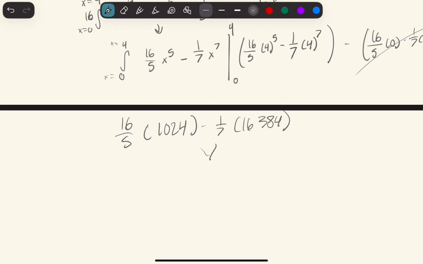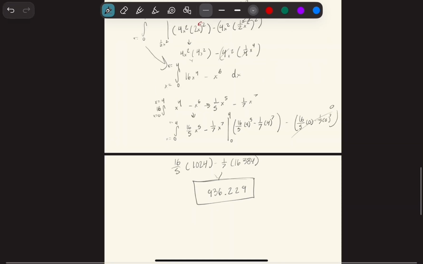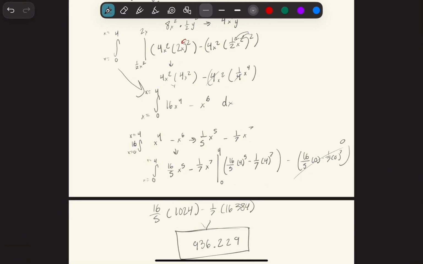And then from Desmos, I got 936.285, but the 5 makes the 8 round up to a 9, so the rounded answer is 936.29. This is the answer that I should have gotten if I had taken my sweet time. But yeah, thank you for watching, Professor.